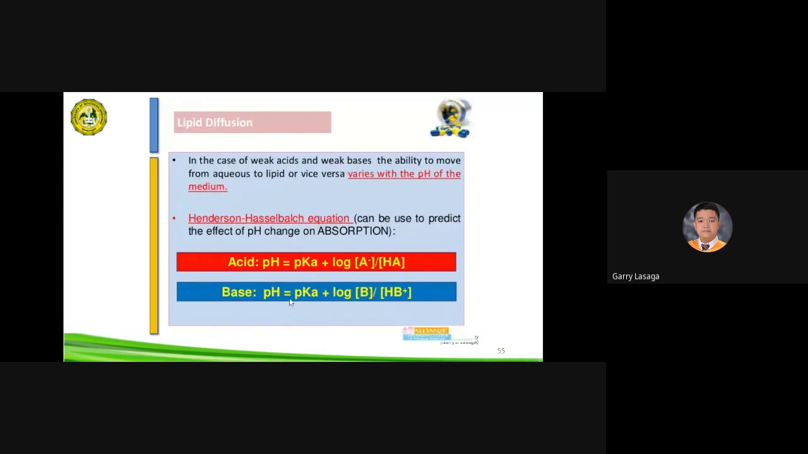So the pKa here would refer to the pH of the environment whereby the drug molecule exists in both ionized and unionized form, or the proportion of the drug molecule that exists in the ionized and the unionized form is equal to 1. Meaning that the amount of the ionized form and the unionized form of the drug is equal.